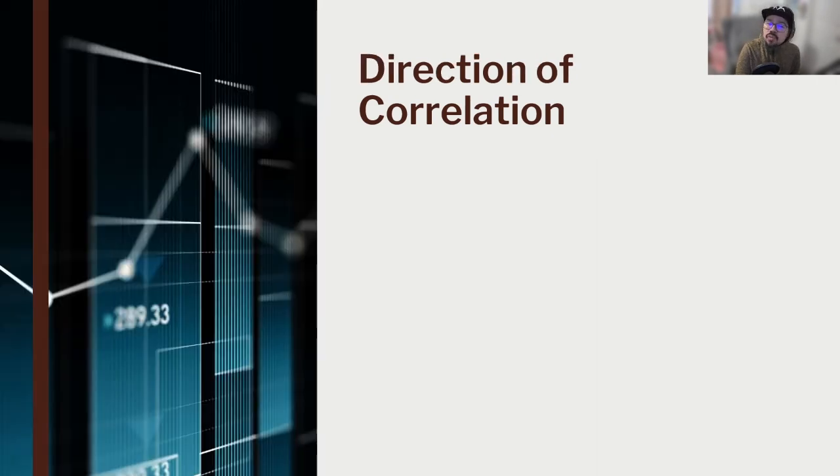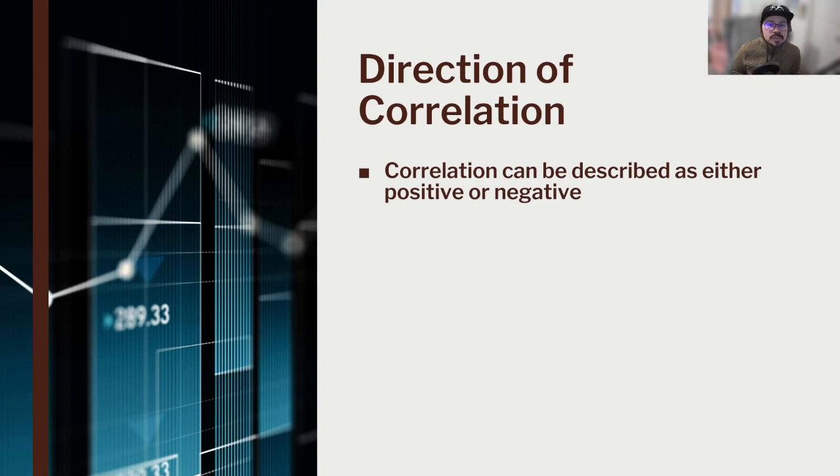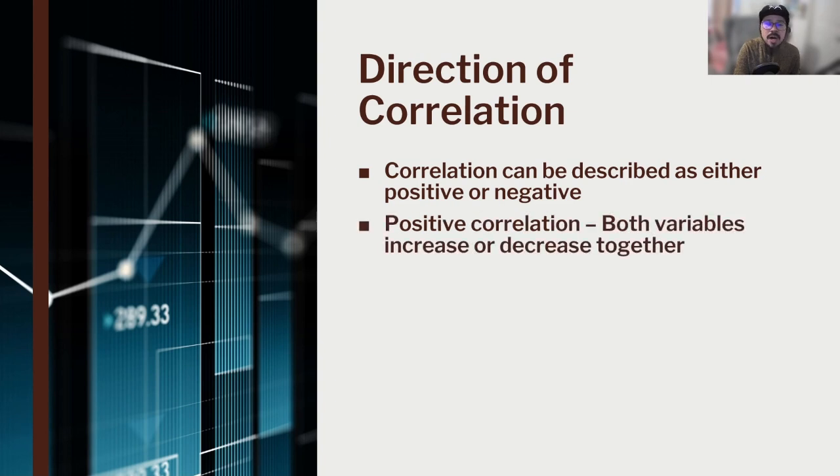Now let's talk about the direction of correlation. Correlations can also be described with respect to having a positive or negative correlation. A positive correlation means that both variables increase or decrease together. As an example, we would want to consider education and income. What we tend to see in sociology is that as someone's level of education increases, their income increases, and so that means that those variables are increasing at the same time.